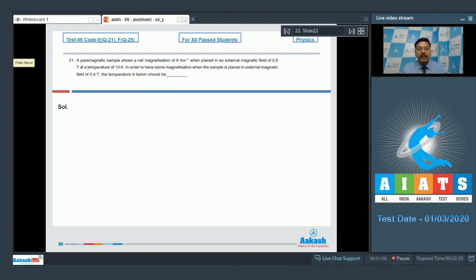paramagnetic material, when of course it has not reached the saturation magnetization level, the expression for magnetization is that M is in fact equal to C into B divided by T. C is the Curie's constant, B is the external magnetic field, and of course T is the temperature in Kelvin of the sample we are talking about. So in our case, what we have is B1 by T1, because the magnetization level has to remain the same, is equal to B2 by T2.